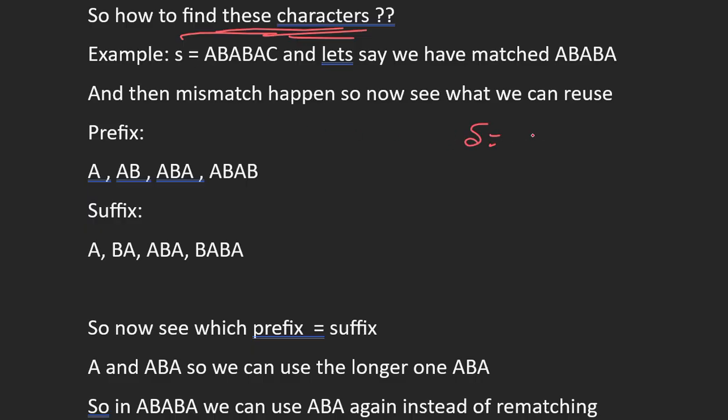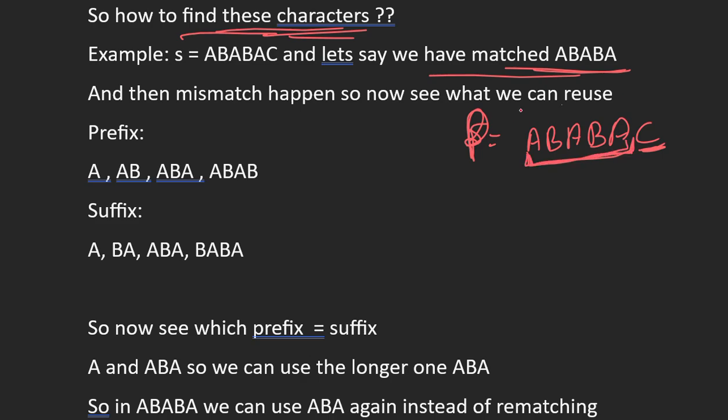Suppose we are given a string s, and suppose we have matched ABA, and this is our pattern, and then a mismatch happens here. So see, this is the matched part. How can we use the matched part? If you look at all the prefixes in the matched part, the prefixes are A, AB, and ABA. The prefixes are those strings that start from the starting point.